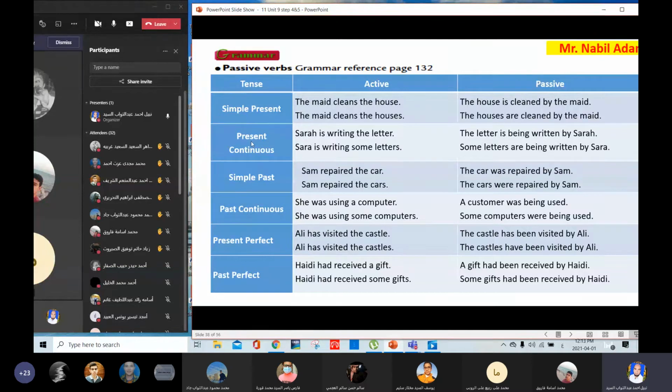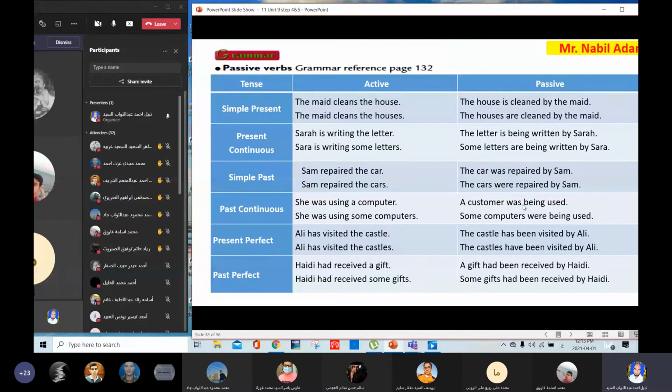Simple past: Sam repaired the car, Sam repaired the cars; the car was repaired by Sam, the cars were repaired by Sam. So we use was or were plus past participle in the simple past. Past continuous: she was using a computer, she was using some computers; a computer was being used, some computers were being used. So with the continuous tense in the past, we use was or were plus being plus past participle.